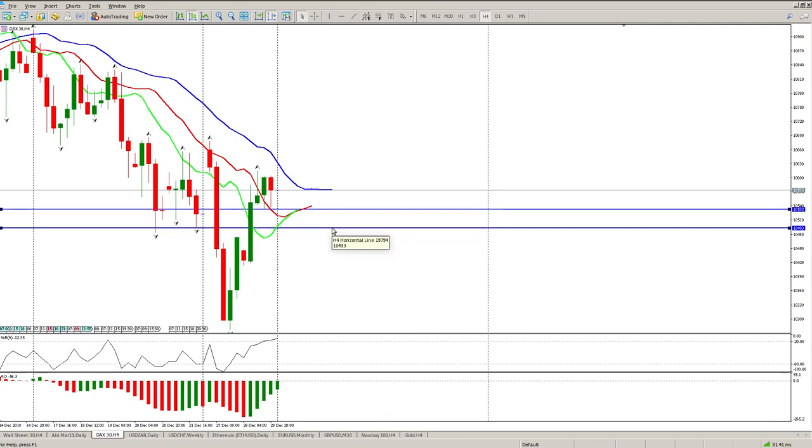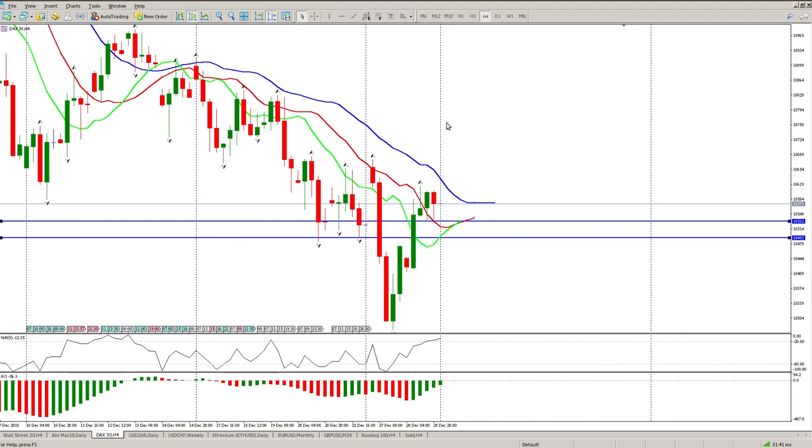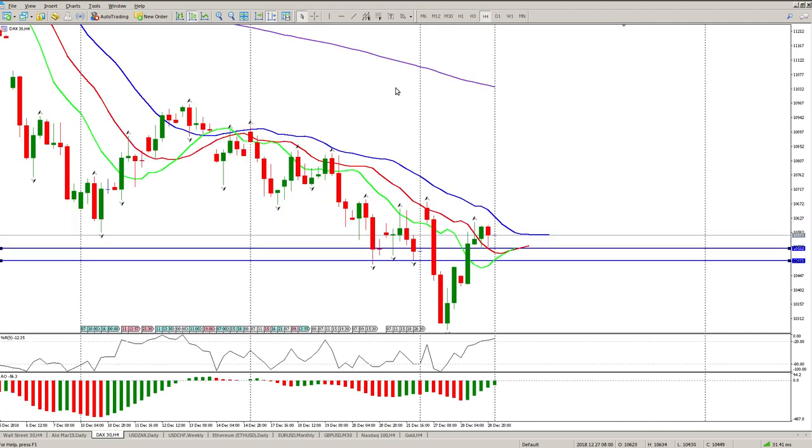to at least 10,490, but pay attention to 10,490. It may just continue straight through it. Okay, so that's kind of my view at the moment. It is short, but we need to just wait and see what happens. And obviously, we are looking at a continuation of this channel.